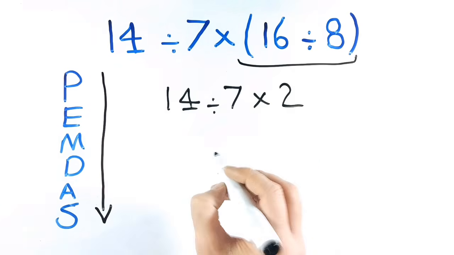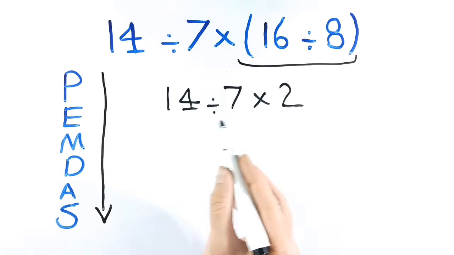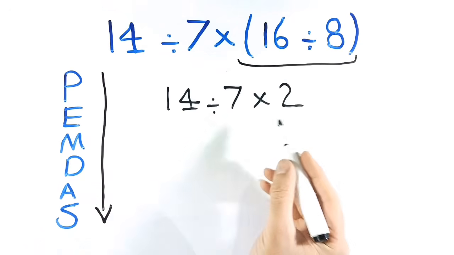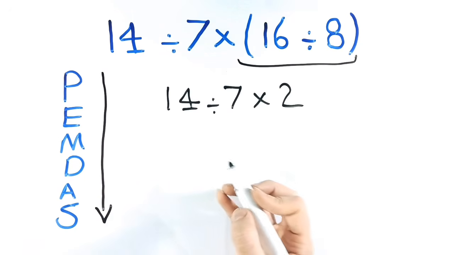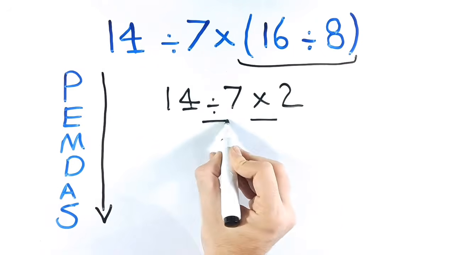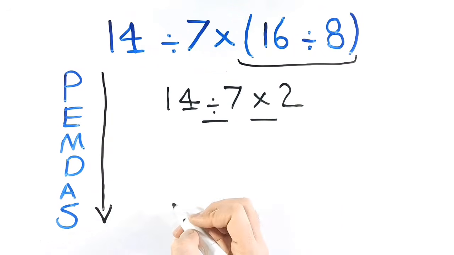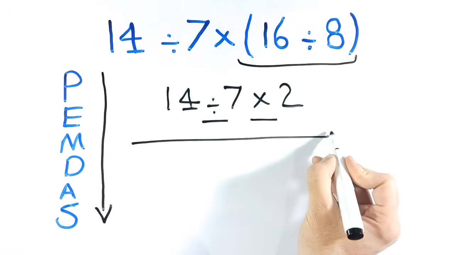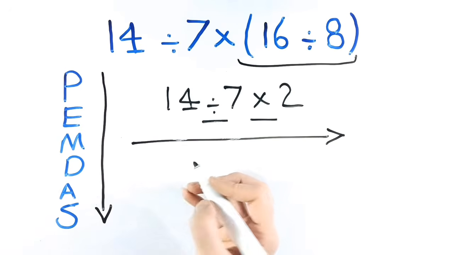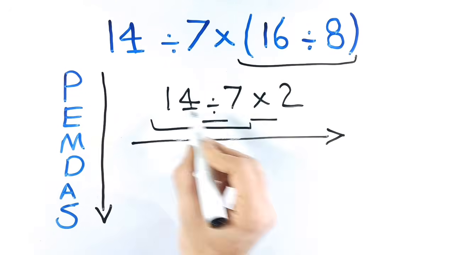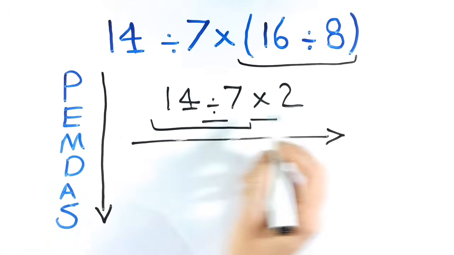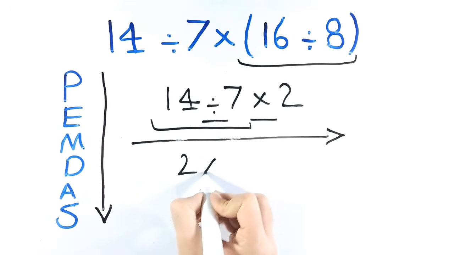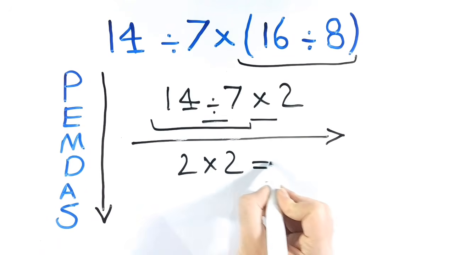Alright, as you can see on the screen, in this expression, first we have a division sign and then a multiplication sign. We must pay close attention that multiplication and division have the same level of priority and we must perform these two operations from left to right. So, first we perform the division between 14 and 7 and instead of this expression, we can write 2 times 2, which finally gives us the answer 4.